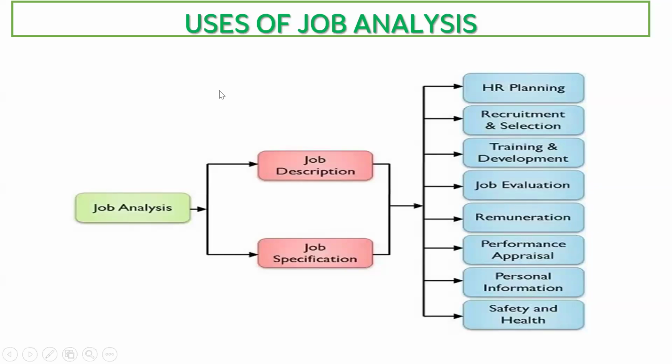Now, job analysis has a lot of uses. We can use job analysis for HR planning, for recruitment and selection, training and development, job evaluation, remuneration. Remuneration means employee motivation, performance appraisal, personal information, safety and health. So all these are the uses of job analysis. We shall be discussing this one by one.